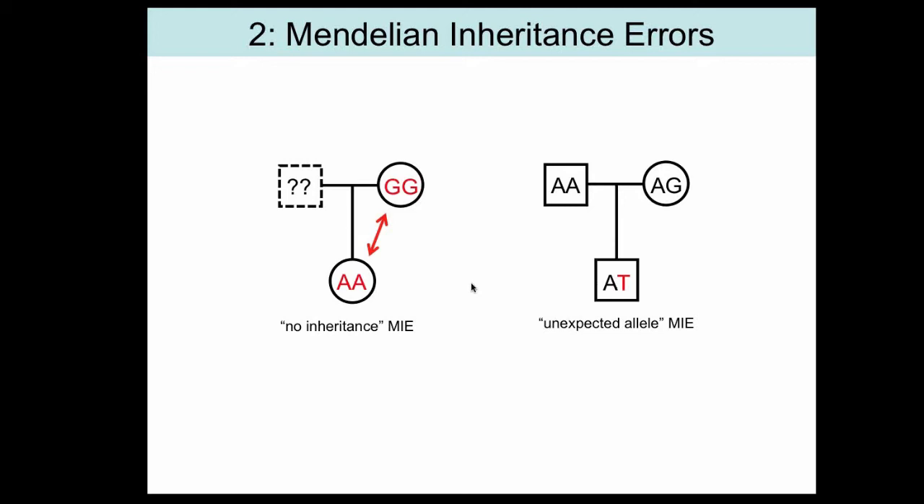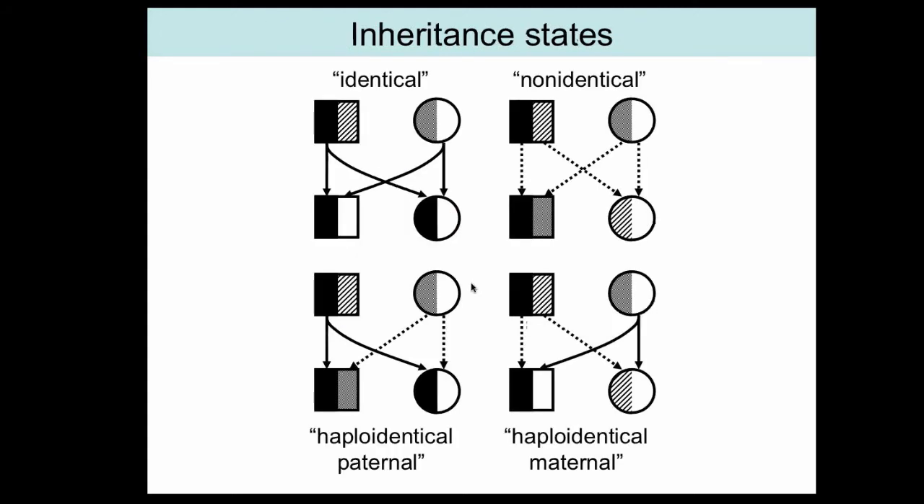These two Mendelian inheritance errors are of course nothing new, but by studying a quartet we could identify an additional kind of error that is less trivial and requires a bit more explanation. When we study a quartet, we can identify 4 different states of inheritance. If the two siblings inherited exactly the same alleles from both parents, we call that the identical inheritance state. If they, on the other hand, inherited opposite alleles from both parents, we call that non-identical.